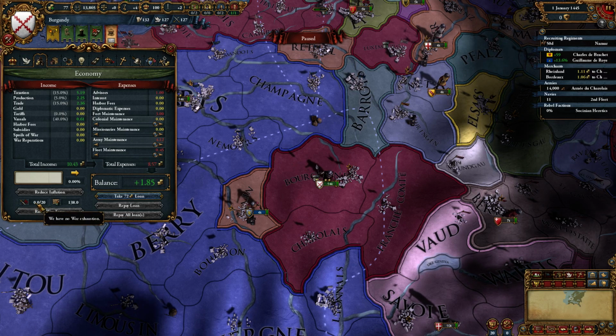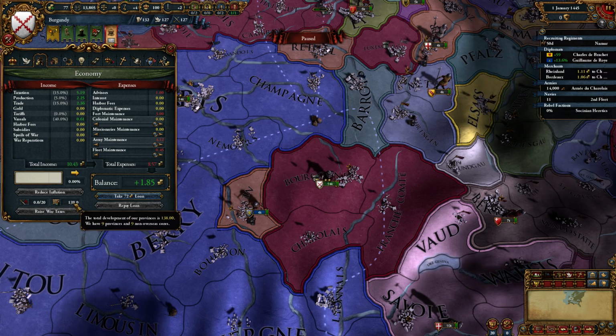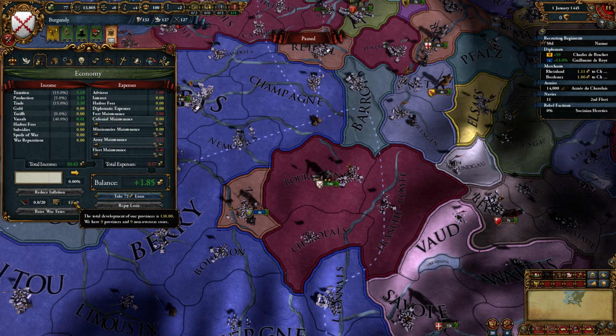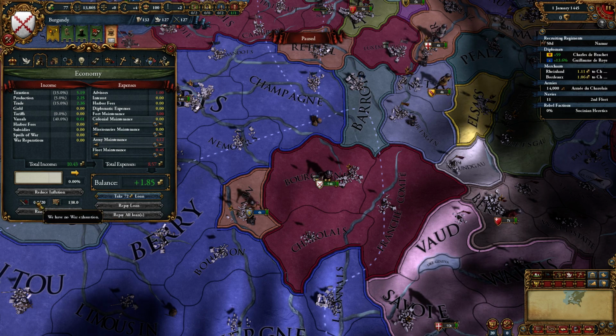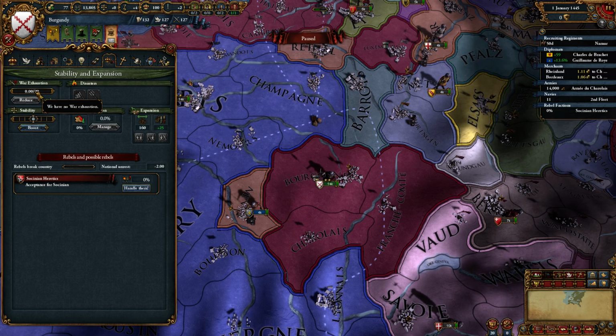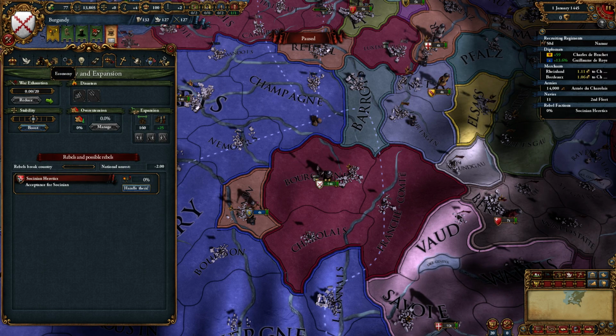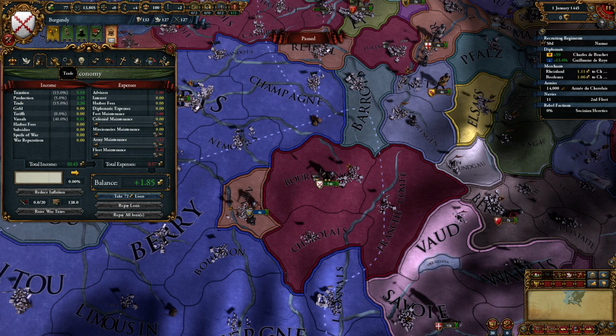War exhaustion and total development of your nation. Okay, that's 9 provinces with 138 total development. War exhaustion is the same like here. Basically, the more you are at war, the more your war exhaustion grows, and eventually it can turn into a very, very destructive penalty. So watch out for your war exhaustion.